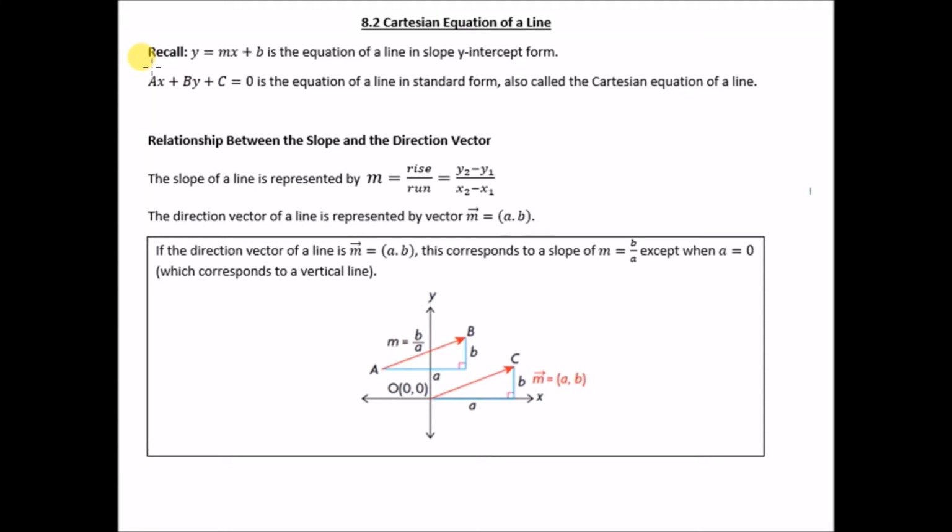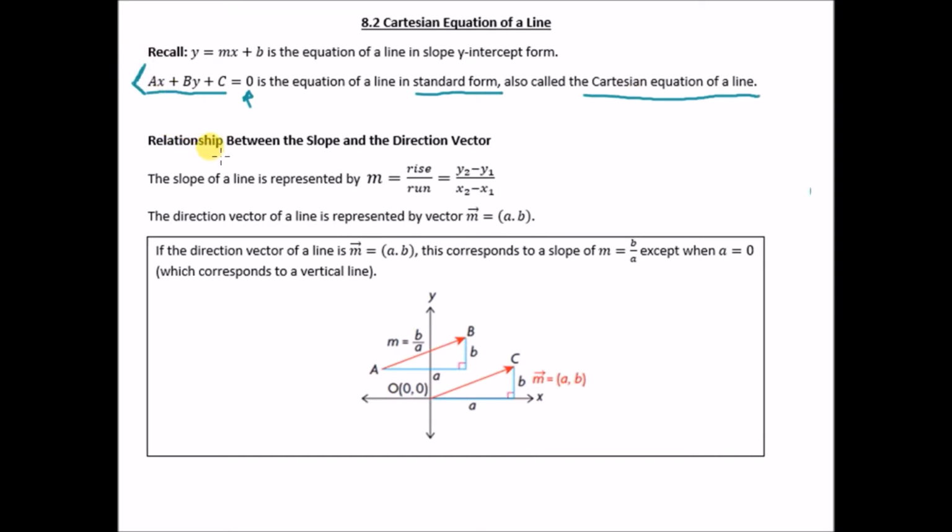8.2 Cartesian equation of a line. As a recall, y equals mx plus b is the equation of a line in slope y-intercept form. We can rearrange this so that there's nothing on one side and everything else is on the other side. This is standard form, ax plus by plus c equals 0, also called the Cartesian equation of a line. This is the one that we're going to be focusing on right now.